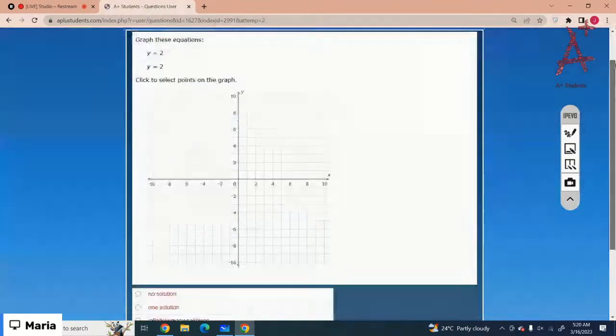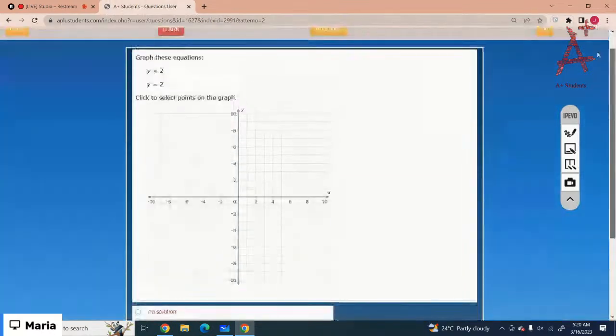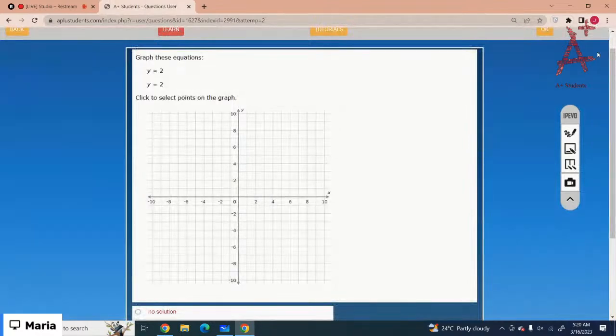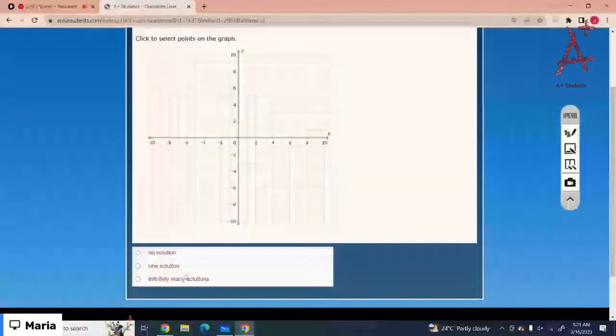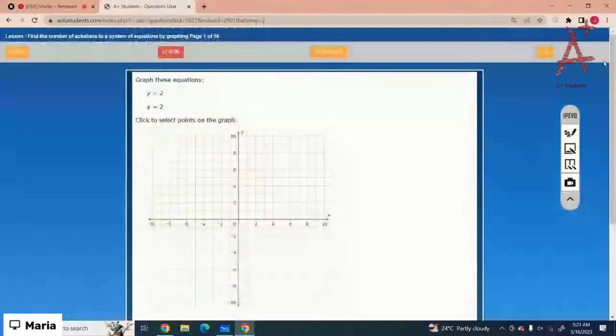Okay, y equals 2 and y equals 2. You can just look at the equations. Both the equations are identical. Got it? That means the system has infinitely many solutions. In the case when the equations are identical, the system has infinitely many solutions. Got it?